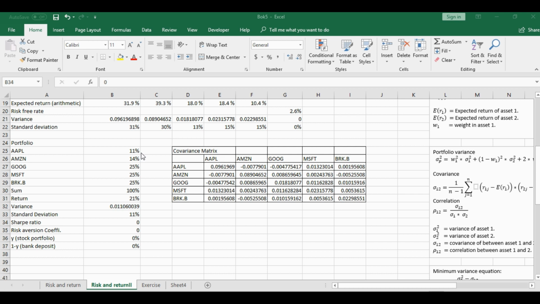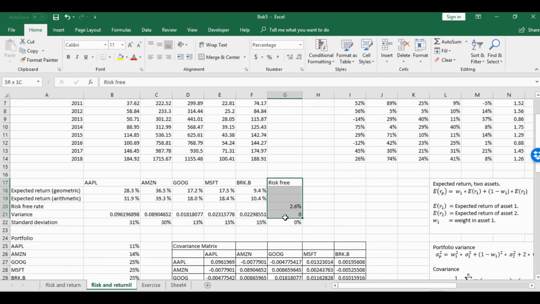We add more rows in our spreadsheet. Sharpe ratio, risk aversion coefficient, Y, that is the weight in the stock portfolio, and 1 minus Y, that is the weight in the bank deposit. Also a column for the risk-free return. A 1-year certificate of deposit is at the moment around 2.6%. We will use it to represent the risk-free rate.